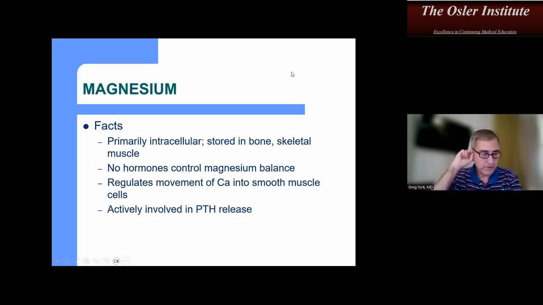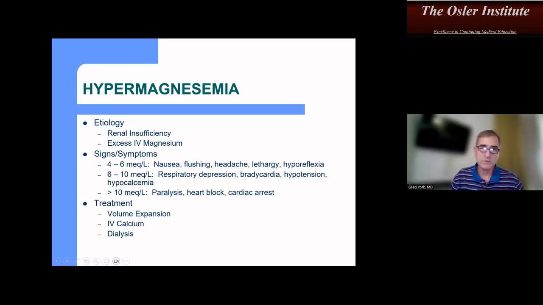Magnesium, it's primarily intracellular. You don't usually see a lot of it in the extracellular compartment. It is actively involved, and I showed you that in PTH release. So hypermagnesemia, we don't get too excited about this because people can tolerate a significant amount of magnesium in their body without these symptoms beginning to show. And so the treatment really is just volume expansion. And on a rare occasion, you might have to progress towards dialysis.